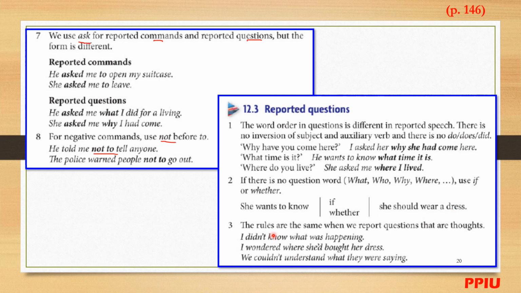Okay, the rules are the same when we report questions that are thoughts. I didn't know what was happening. I wonder where she'd bought her dress. We couldn't understand what they were saying. Okay, something here. So it's not far different from that. We need to move one tense back when we talk about thoughts, all right? I will speak in Khmer a little bit about reported question, right?